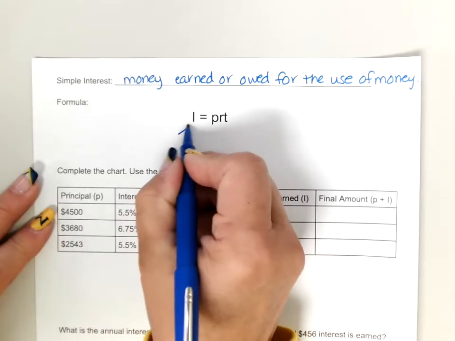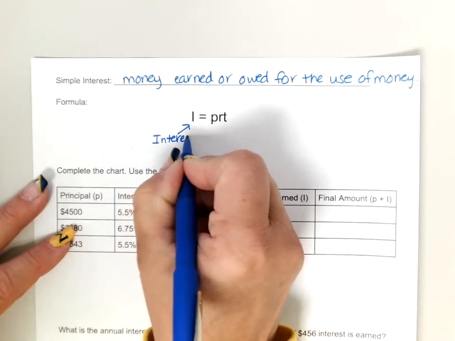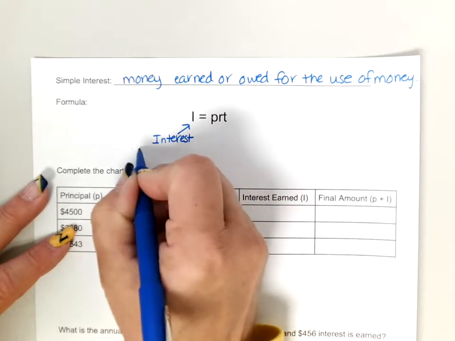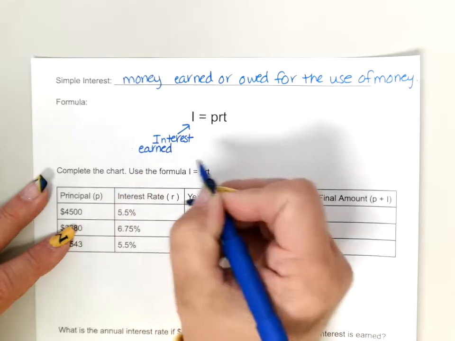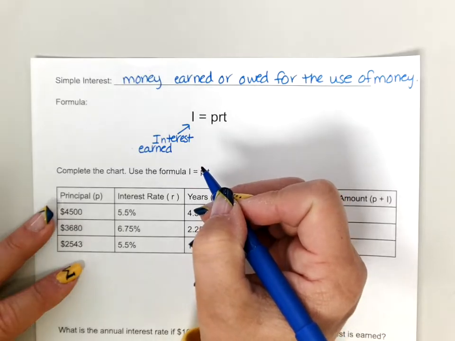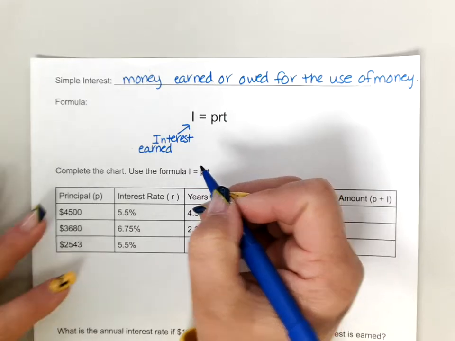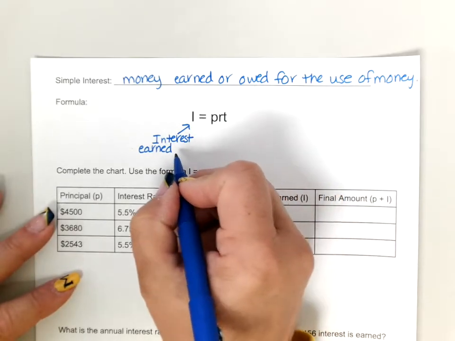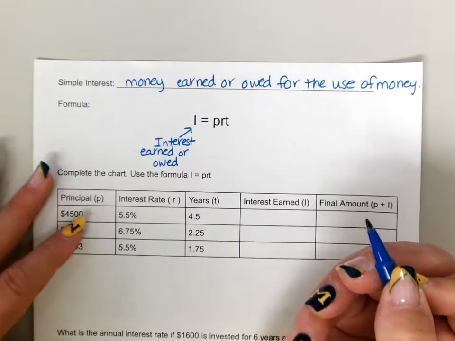I stands for the interest that is earned. Like if you're putting money into an account and you're earning interest, they pay you to put your money in because then they can use your money to loan it out to other people, so you get money. Or your money owed, when you have to take out a loan.